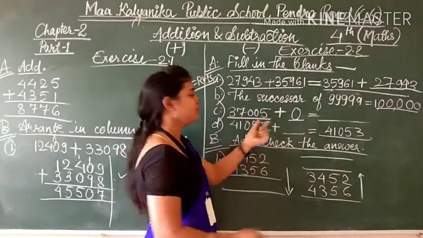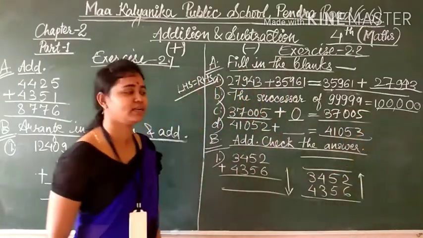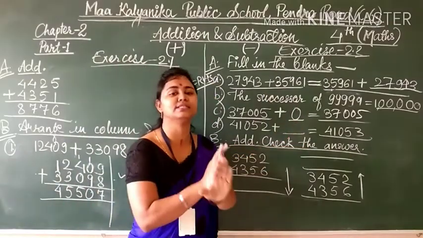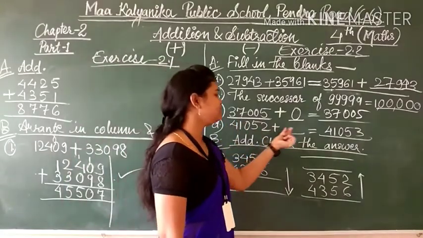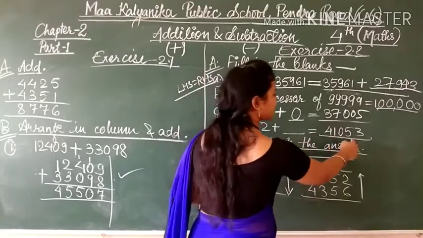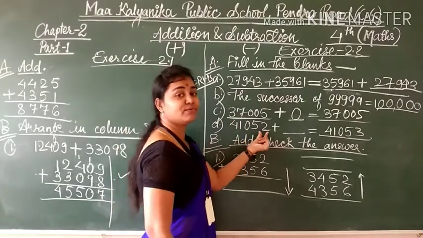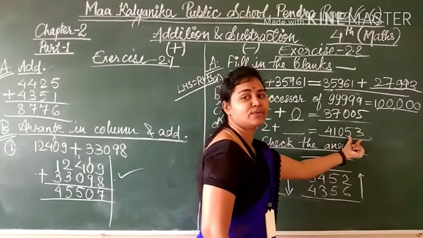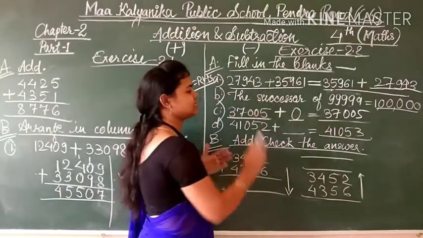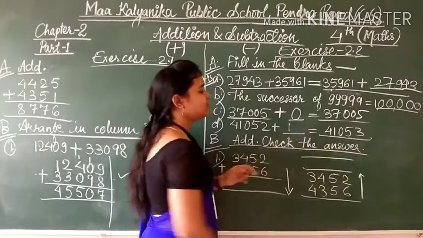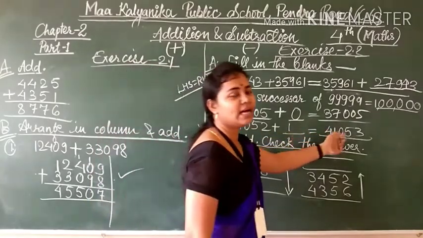You don't have to worry about the bigger number. See, 37,005 plus 0 is 37,005. Same answer you will receive after adding 0. 0 means nothing, so the same number will be received. Now question D. Question is there, plus blank is equal to 41,053. The answer is given, so what is the difference between these? See here, 41,052, 41,053. Only the next number is given. Next number means successor. So after adding 1, we are getting the successor. You have read this in the previous video, so by adding 1 you can get the answer.